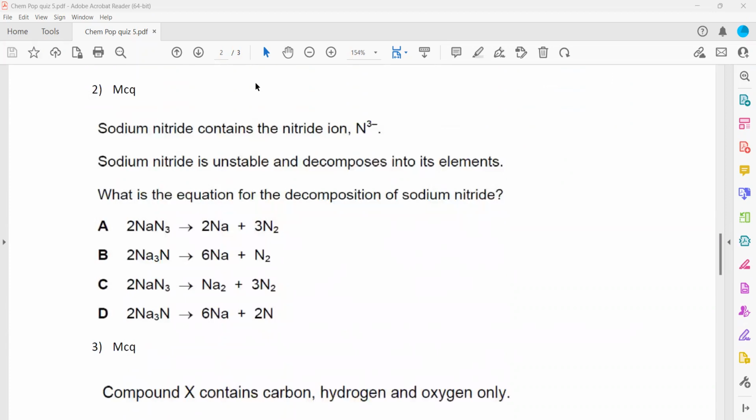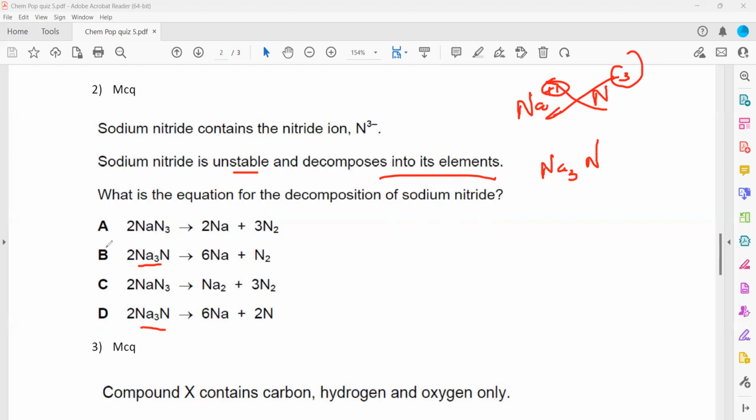Sodium nitride contains the nitride ion. Sodium nitride is unstable, and decomposes to its elements. What is the equation? First, what is the right formula for sodium nitride? Sodium is group 1, plus 1, and nitrogen is minus 3. So the sodium nitride formula should be Na3N, because when we write a chemical formula, we cross multiply. So either B can be an answer or D can be an answer. Then when a compound breaks down, it forms its elements.